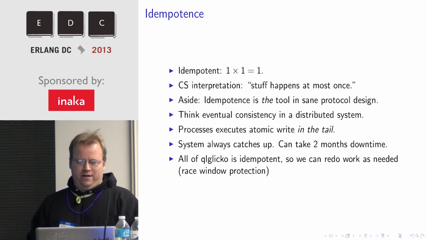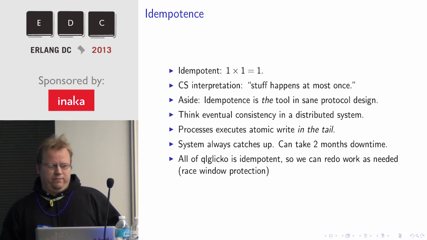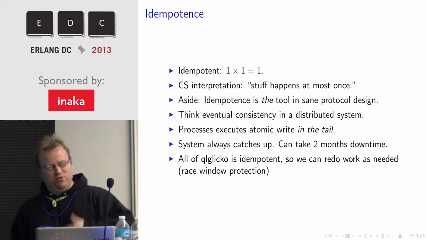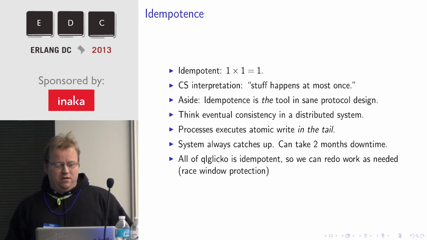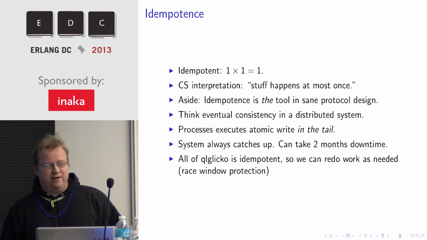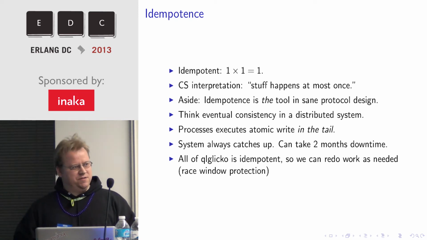A very important thing I use in all of my Postgres work is idempotence. The way you can see it in CS interpretation is that you say, well, stuff can happen at most once. So if I write something, it doesn't matter if I write it again, because I'm making sure that it's the same data I write. And I do a change at most once on the database. One of the tricks there is that I try to use idempotence in all of the data storage things, so I can avoid transactions.